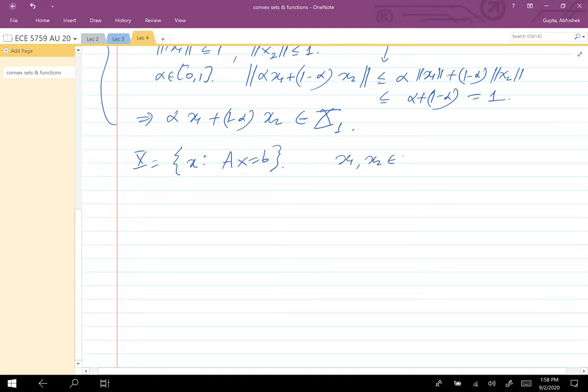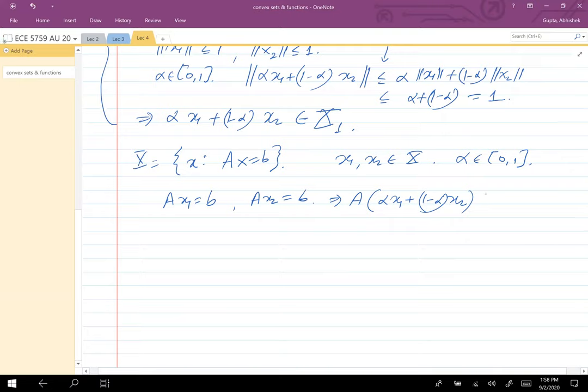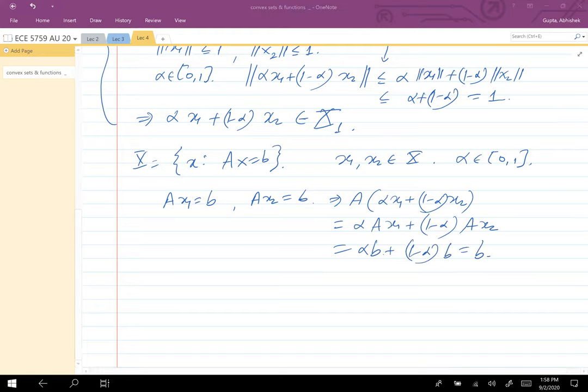So let's consider x1, x2 in capital X, alpha in 0, 1. So I know that Ax1 equals b. I know that Ax2 equals b. So this would imply that A of alpha x1 plus 1 minus alpha x2 equals alpha Ax1 plus 1 minus alpha Ax2. And this is equal to b, or alpha b plus 1 minus alpha b equals b. So once again, what we have shown is alpha x1 plus 1 minus alpha x2 belongs to capital X.